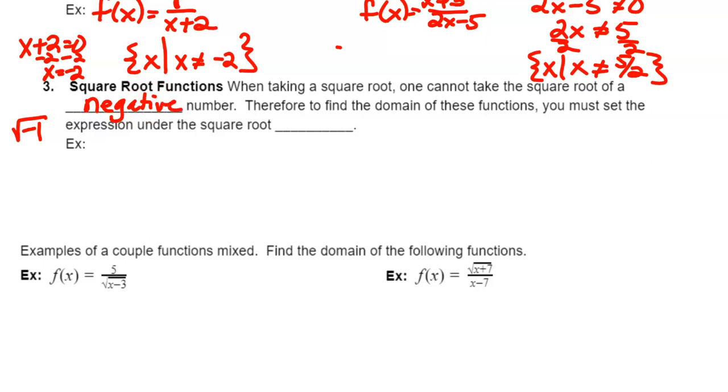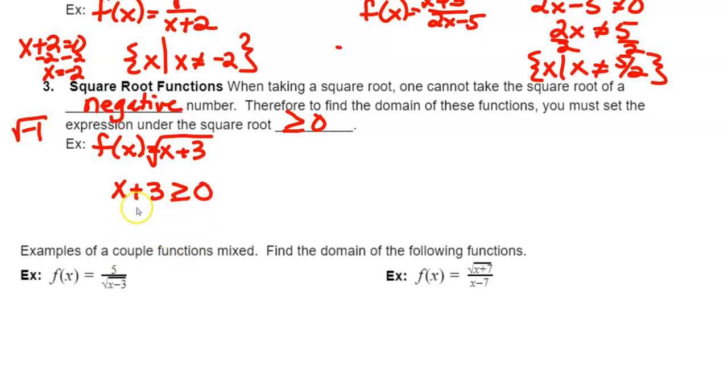So when taking a square root, one cannot take the square root of a negative number. Therefore, to find the domain of these functions, we must set what's underneath our square root symbol greater than or equal to 0. So, for example, if I have f of x equals the square root of x plus 3, I need to ensure that x plus 3 is greater than or equal to 0. All we're going to do is take that expression, set it greater than or equal to 0, and solve. Solve means I need to find x. So I need to subtract 3 from both sides.